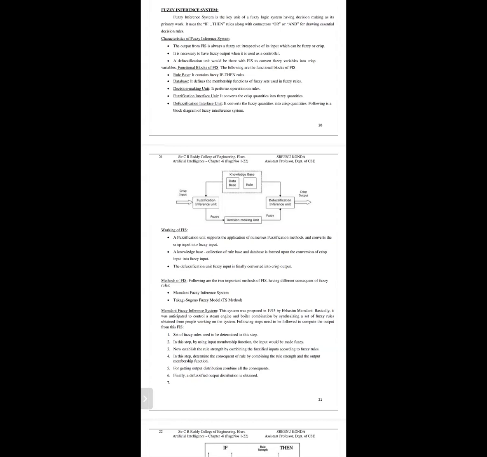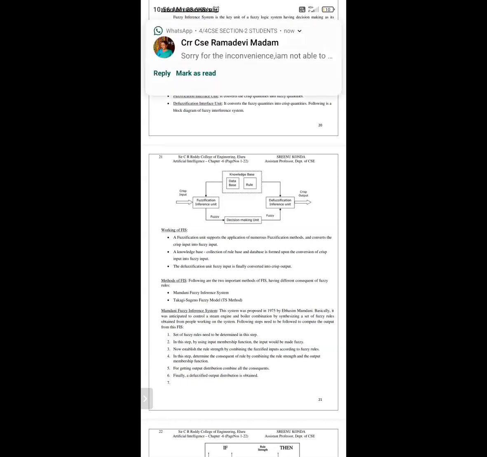The following are the functional blocks of the fuzzy inference system. Okay, first one is rule base. Second one is database. Third one, decision making unit. Fourth one, fuzzification interface unit. And next one, defuzzification interface unit.